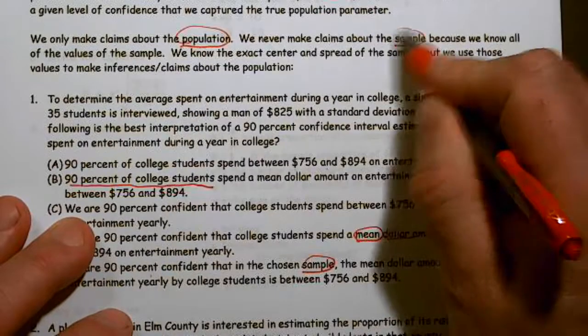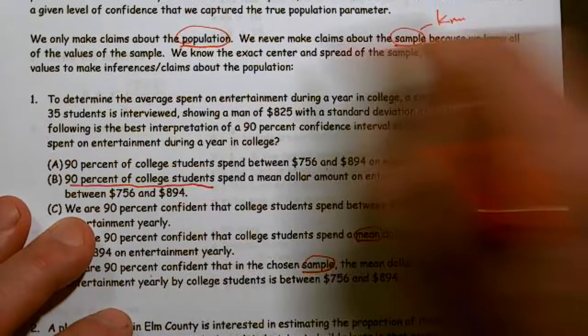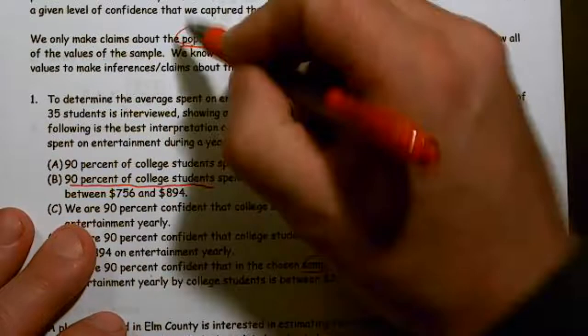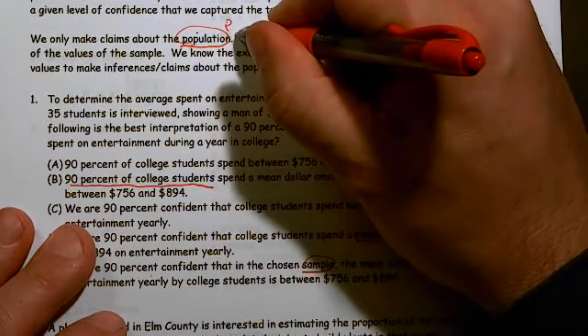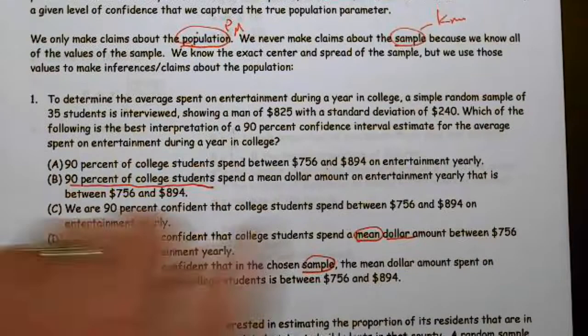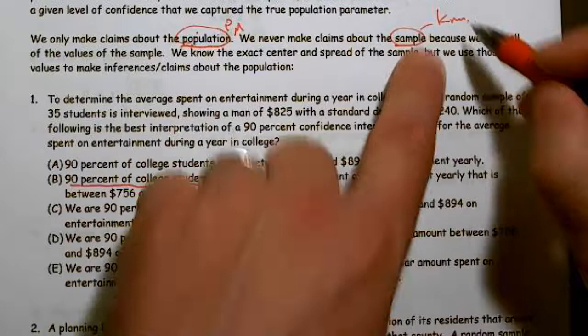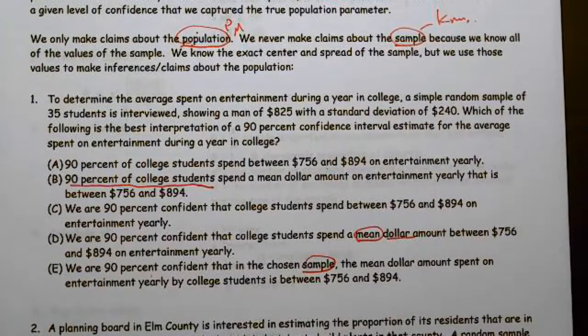We know the sample. So we're making claims about the population. This is what we're estimating. We're estimating P if it's proportions. We're estimating mu if it's means. There's no estimate for X bar and P hat. We know them. All right.